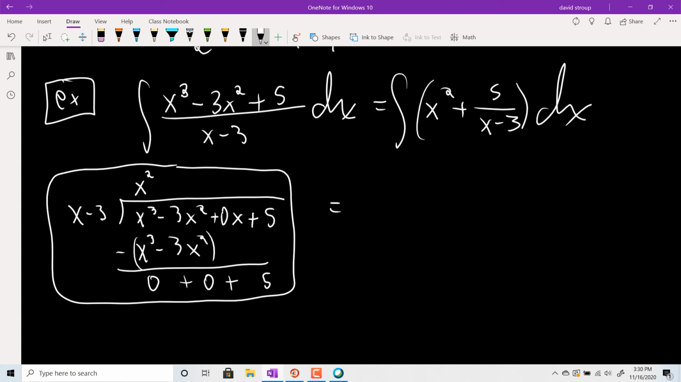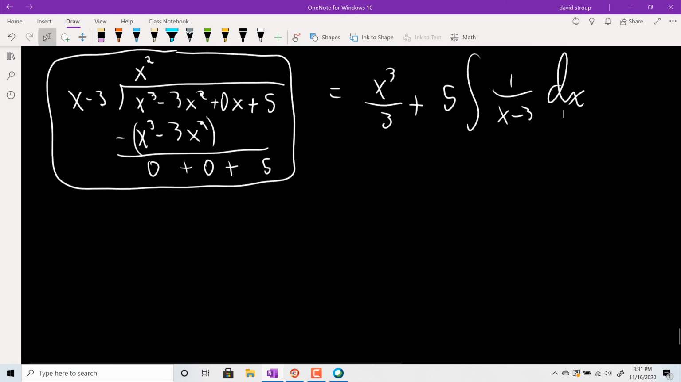So the first term is x cubed over 3. And then plus, you can factor out a 5, and you have the integral of 1 over x minus 3 dx. You can integrate that directly, that's just 5 ln of the absolute value of x minus 3. But if you want to do a u sub, by all means, be careful. du will just be dx.